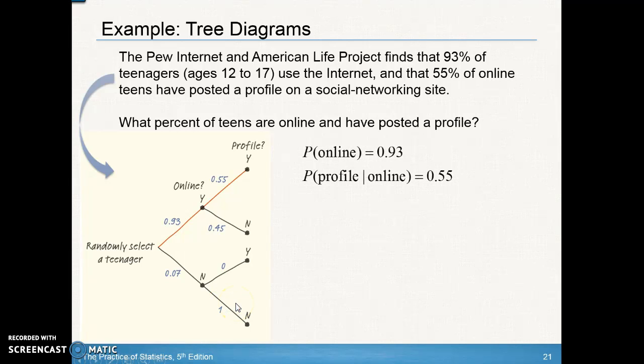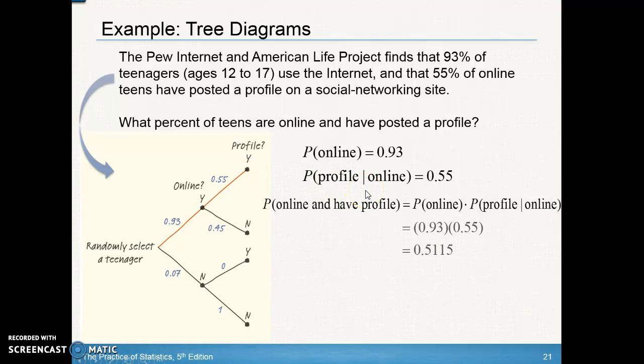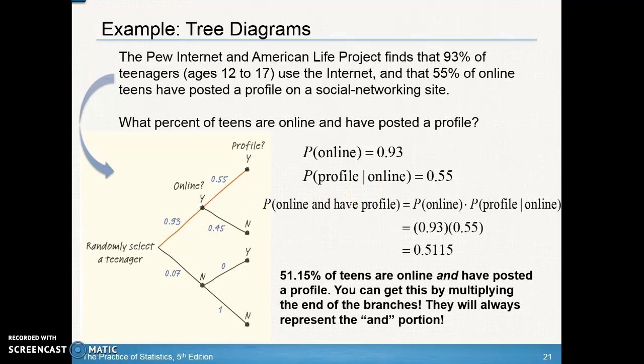So let's see what that probability looks like. The probability that they're online is 93%. We're given this conditional probability: the probability that they have a profile given that they were online is 55%. So in order to answer my "and" question, online and have a profile, I need the probability that they're online times the probability that they have a profile given that they are online. And that's what my tree diagram allows us to do. So I can just multiply my two answers together to get 51.15%.